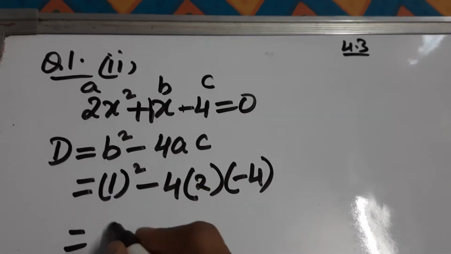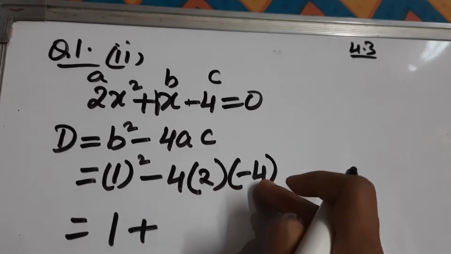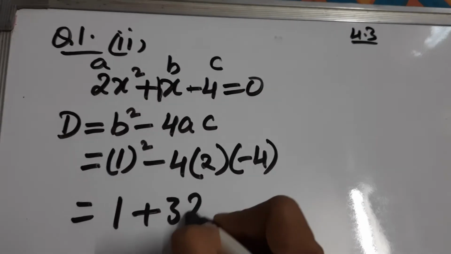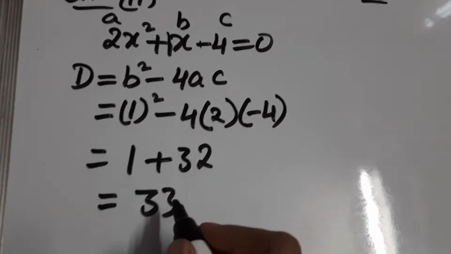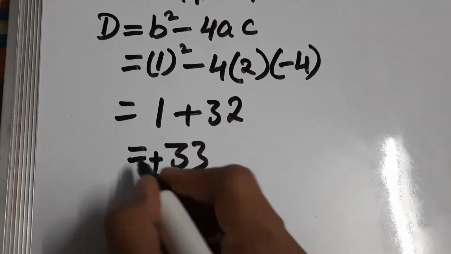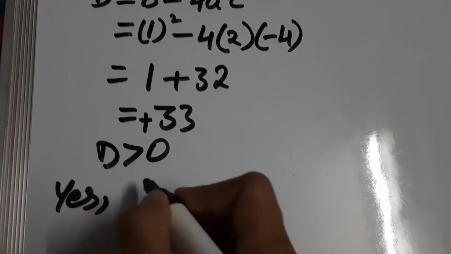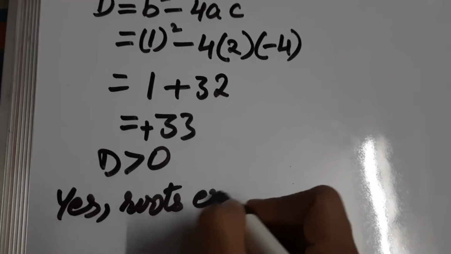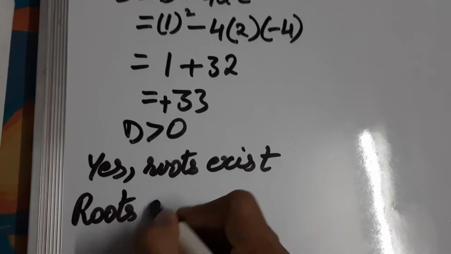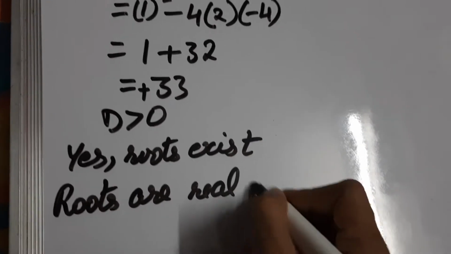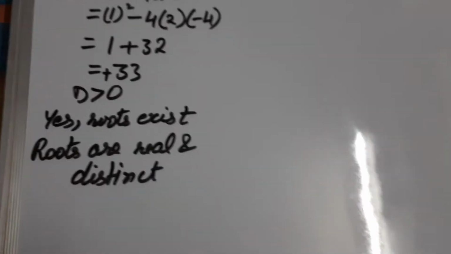So 1 square is 1, minus minus plus, because they are getting multiplied. 4 4s are 16, 2s are 32. So we'll get 33 and both are positive, so plus 33. So that means it is greater than 0. Discriminant is greater than 0. Yes, the roots will exist. And what is the nature of the roots? Roots are again real and distinct, right?